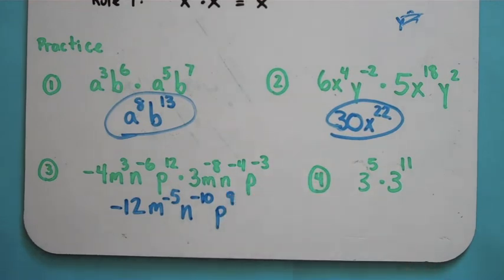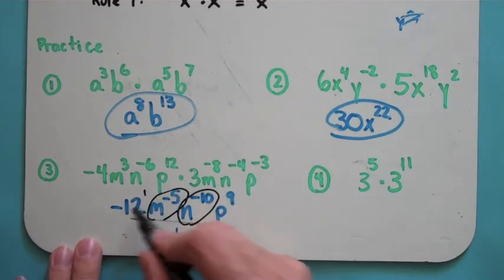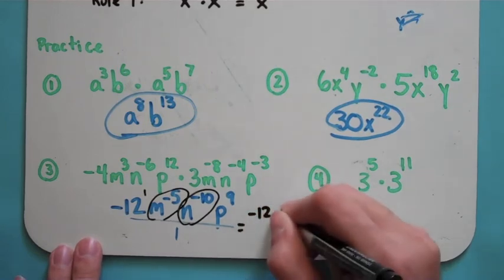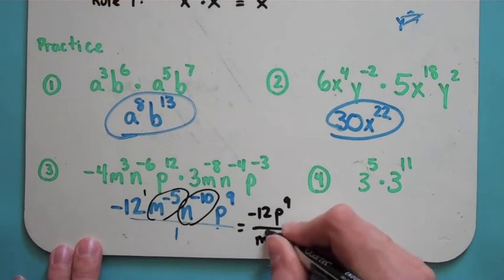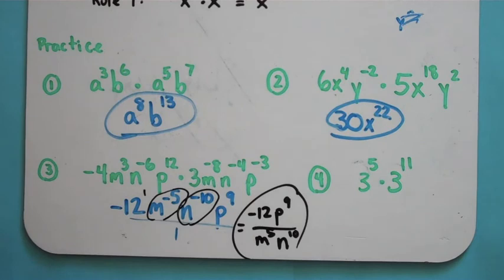Now remember from our last video, this is not a final answer like this. You have to actually figure out the final answer without any negative exponents here. So I need to move this guy. Negative 12 is good where it is, p is good where it is. My final answer here is negative 12. It'll be p to the 9th, and on the bottom I'll have m to the 5th, n to the 10th. And this is my final answer.